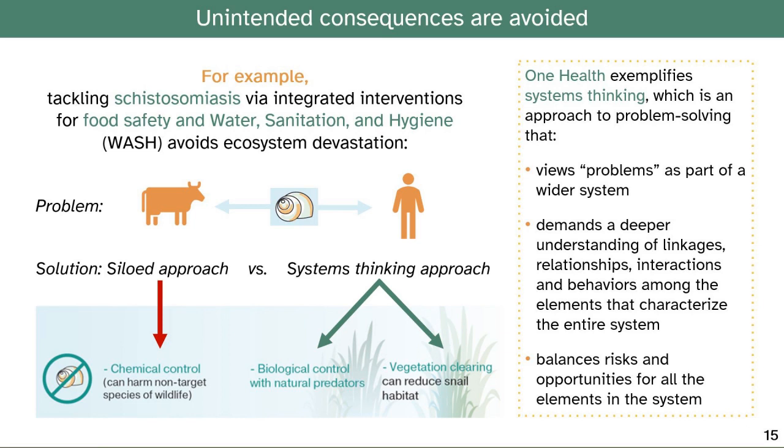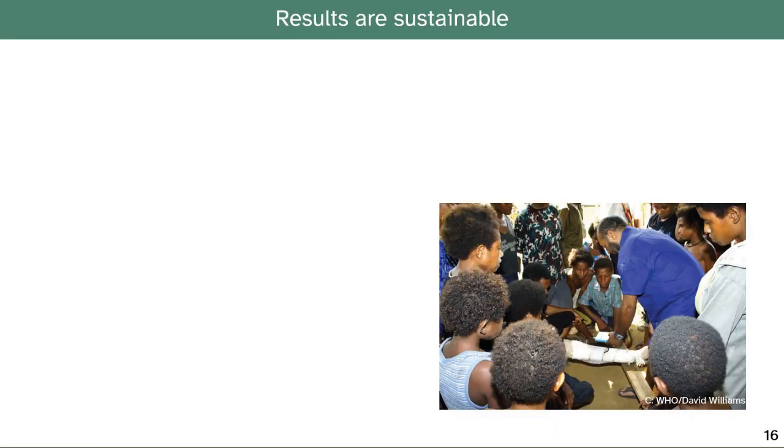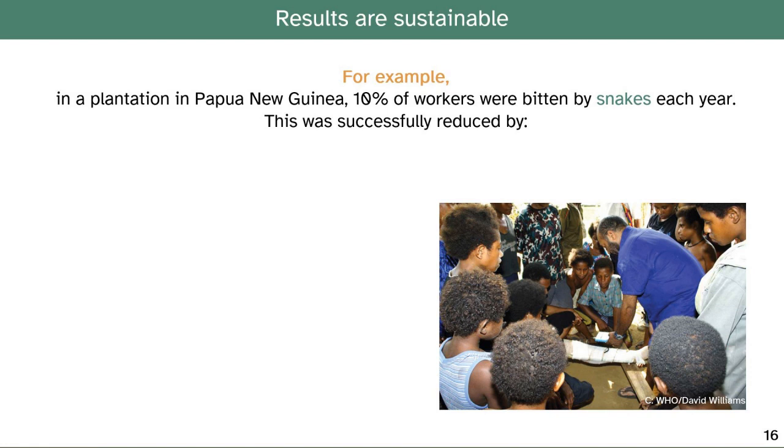One Health is a way to put the systems thinking approach into practice. When we adopt One Health, we can deliver results in a more sustainable way. For example, on a plantation in Papua New Guinea, conditions were optimal for snake populations to explode, and approximately 10% of workers were being bitten by snakes each year.